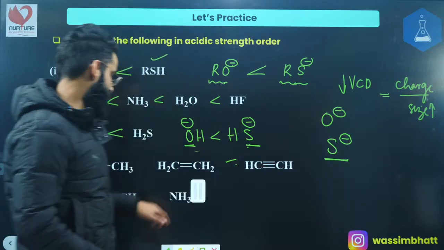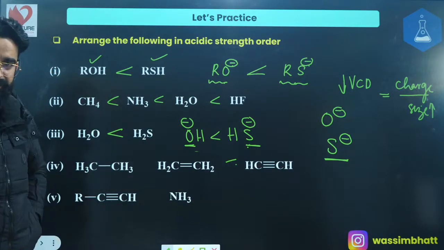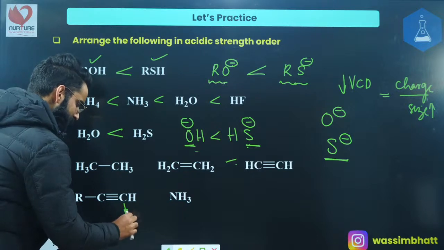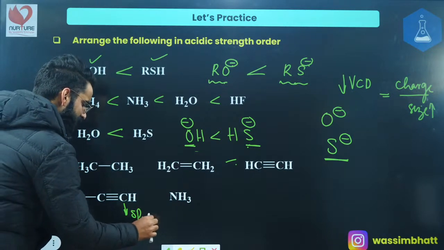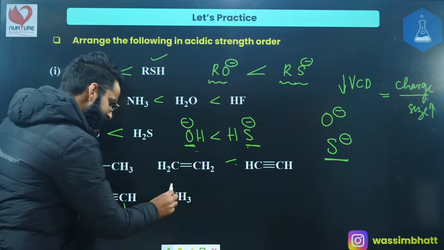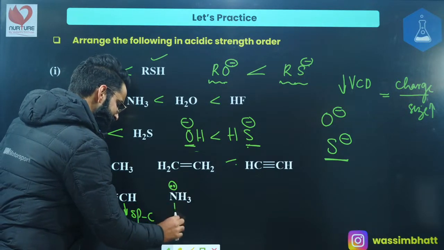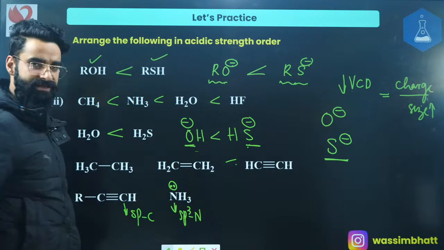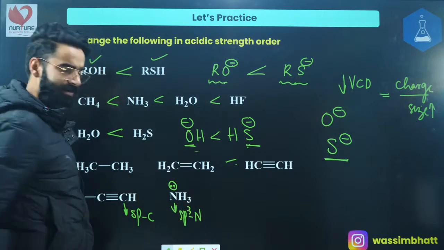If you talk about the last one, understand one thing first of all. This is an sp hybridized carbon. This nitrogen has the lone pair. This is sp3 hybridized nitrogen. This is sp hybridized carbon. This is sp3 hybridized nitrogen.